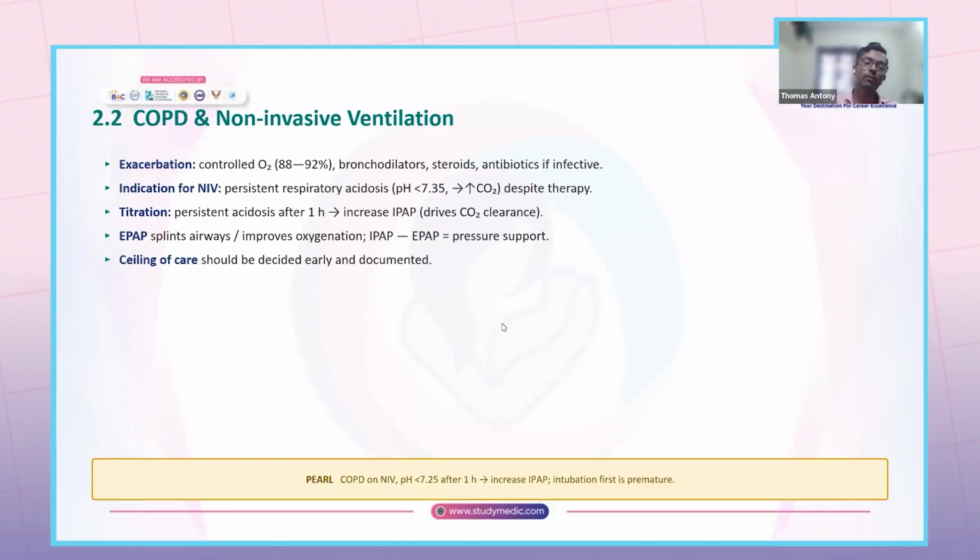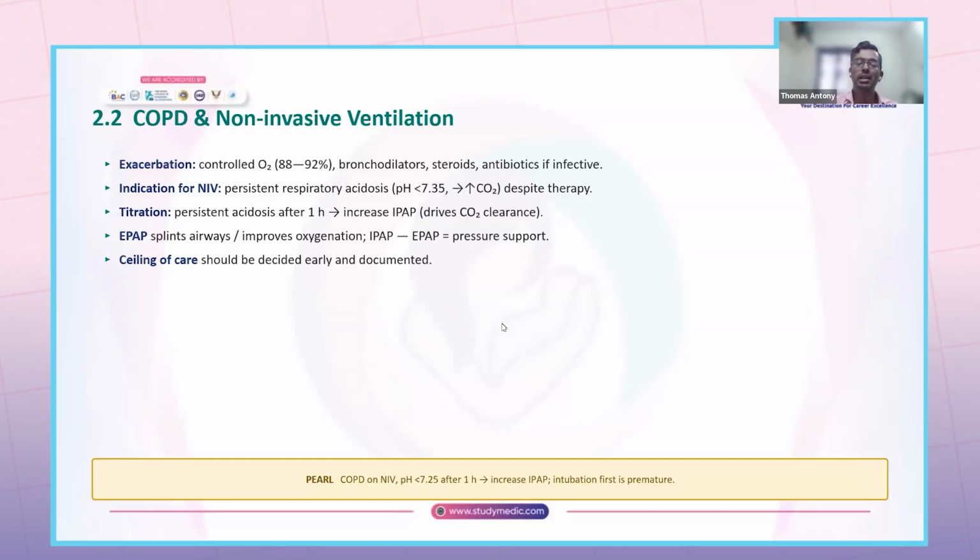So what we commonly give for obstructive sleep apnea is something called CPAP, which has only one pressure, single pressure. So here we have two pressures. There's a higher pressure and a lower pressure. The lower pressure is called EPAP. So the difference is the pressure support, the difference between the higher pressure and the lower pressure. The lower pressure, what it does is it will splint the airways, and the higher pressure will force the carbon dioxide out. So for clearance of carbon dioxide, we need IPAP. For oxygenation, we have EPAP.